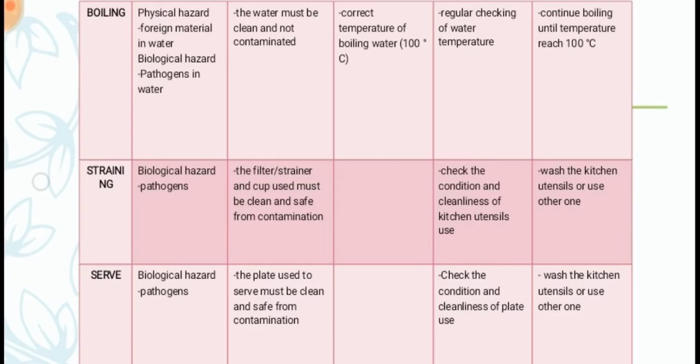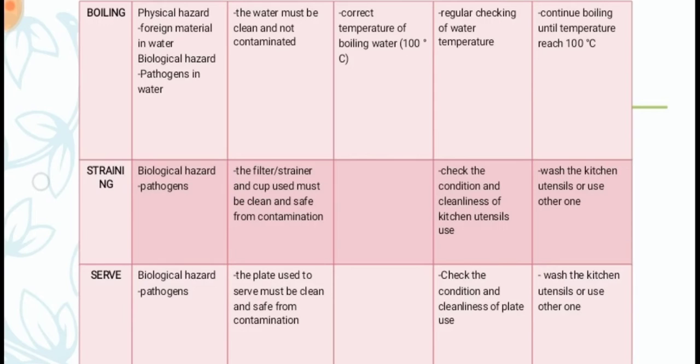For boiling, it is physical hazard and biological hazard. The CP is water must be clean. The CCP is correct temperature of boiling water. And for the preventive measure, regular checking of water temperature, and for the corrective action, continue boiling until temperature is 100. For straining, that's biological hazard.